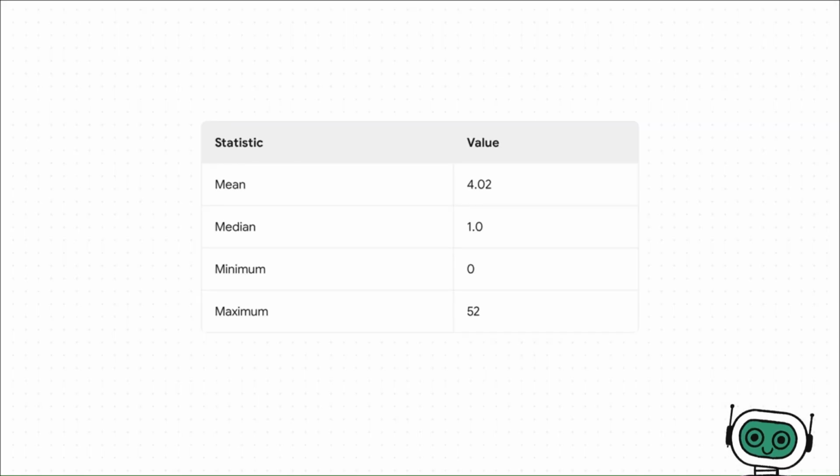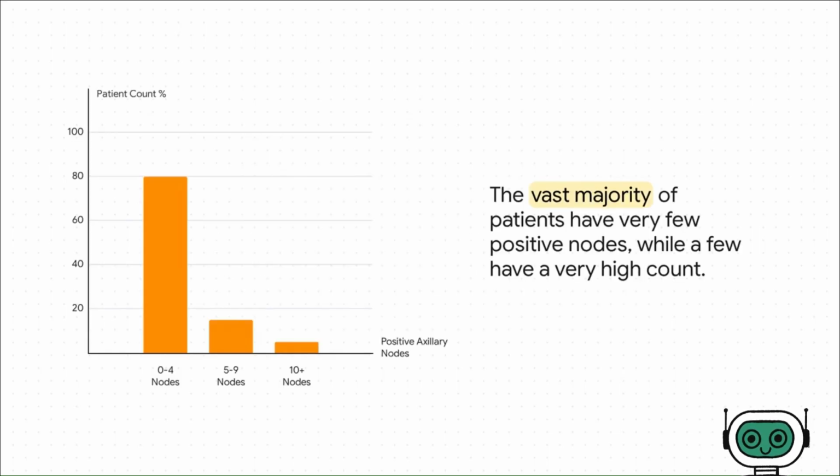Let's make this real. Here's a table from a data set about breast cancer patient survival. We're looking at a variable called positive axillary nodes. Now, notice something interesting here. The mean, or average, is about 4, but the median, the middle value, is only 1. A good detective sees that and immediately knows something's up. That big difference is a clue that a few extreme values are pulling the average up. And then boom, the visualization makes it obvious. This bar chart shows that most patients have very few positive nodes, between 0 and 4. But there are a few patients with a lot of them, and those are the outliers that were skewing our average. That's a huge insight, and we got it just by looking at a single variable.